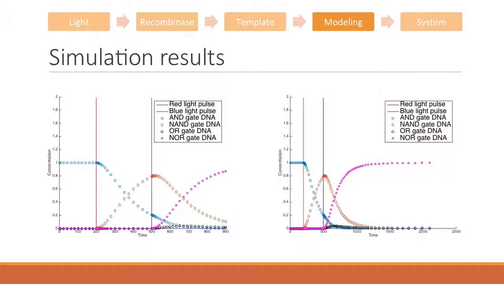On the right, we see a longer-term vision of the system that shows clearly that with 2 pulses of light, the amount of NOR DNA slowly approaches 1 nanomolar. That is, all DNA in the system eventually gets converted to NOR DNA.